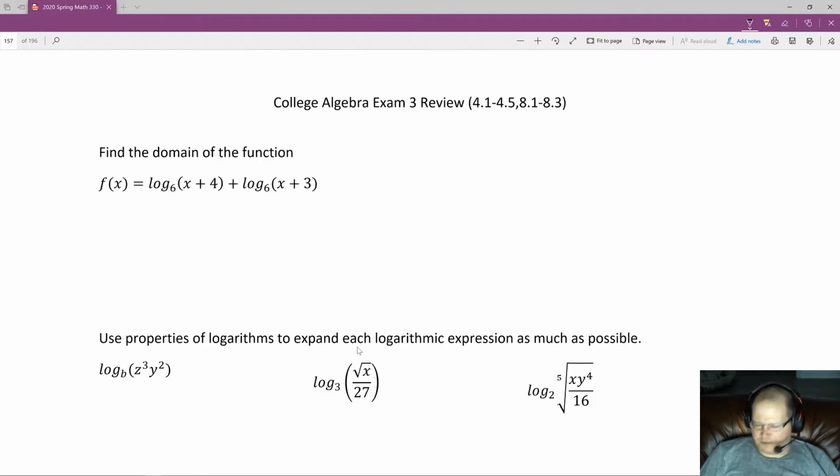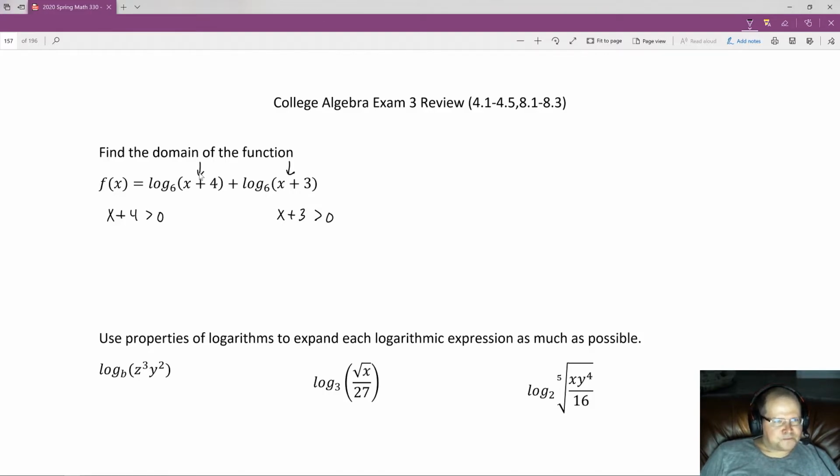Find the domain of the function. Now, the argument, which is what these are, has to be greater than 0. In the first case right here, we would have to say this whole entire x plus 4 has to be greater than 0. And over here, this other argument, x plus 3, must also be greater than 0.